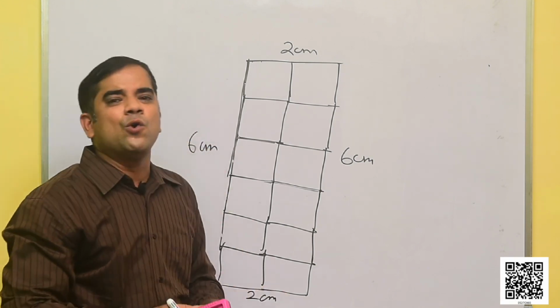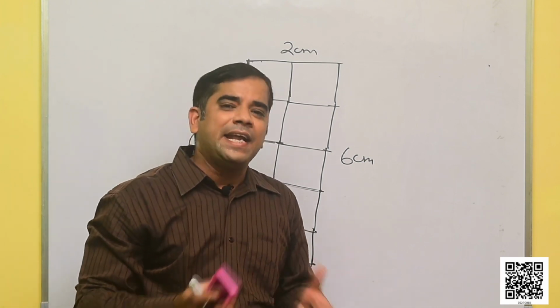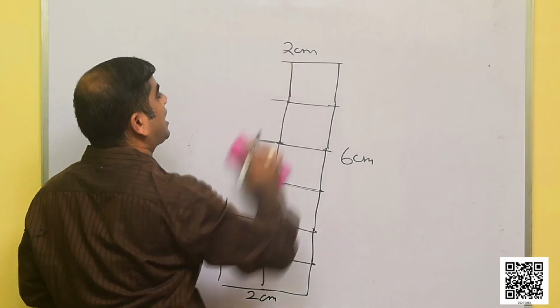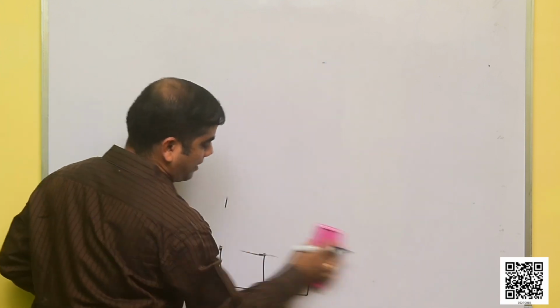In this way you can draw many rectangles having 12 squares. I am just giving you a clue how we can get to 12. So now I am going to teach you how to arrange the 12 squares to create rectangles of different shapes.